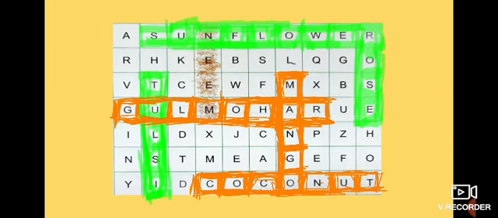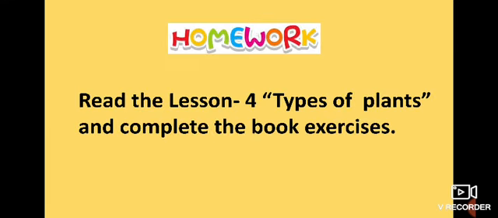Okay, children? Now you understand this? Now, today's homework, what you have to do? You have to read this lesson 4, types of plant, and you have to complete the book exercise. We did book exercise, no? Those exercises you should complete in your book.